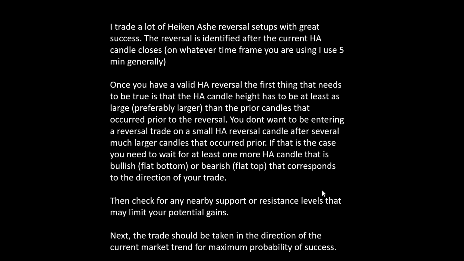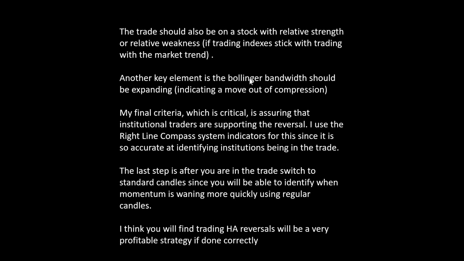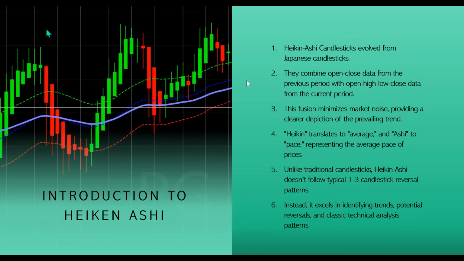All right. You'll get to read this if you want to. The rest of it is basically just about how to trade beyond that. The stock should have relative strength or relative weakness. This just goes right back to our criteria. And again, final criteria: when we take a Heiken-Ashi reversal trade, we want to make sure that the SPY super system is telling us that the institutions are in there. All right, so this just kind of recaps it now.